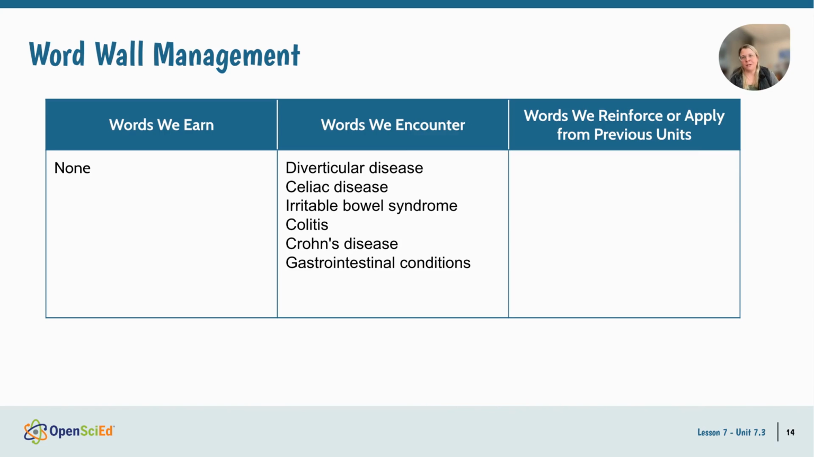In terms of word wall management for this lesson, there are no new words that are earned. However, we do encounter several new words that may seem confusing to students. These are all found within the assessment task itself. These include diverticular disease, celiac disease, irritable bowel syndrome, colitis, Crohn's disease, and gastrointestinal conditions.